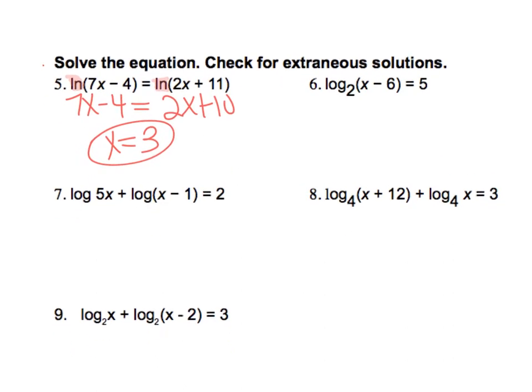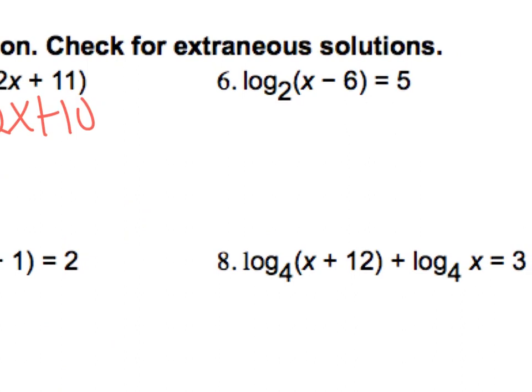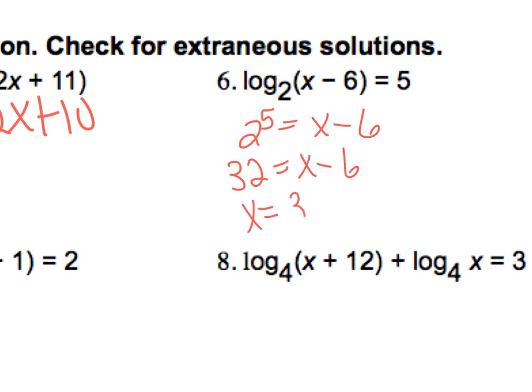Okay, if you notice, looking at question number 6, we have a log base 2 on the left, we have no log on the right, and there's no terms being added together like on the questions on the bottom half of the slide, which means we can just take it and put it directly into exponent form. So we'd have 2 to the 5th equals x minus 6. 2 to the 5th, again, is 32, equals x minus 6. If we add 6 to both sides, we get x equals 38.